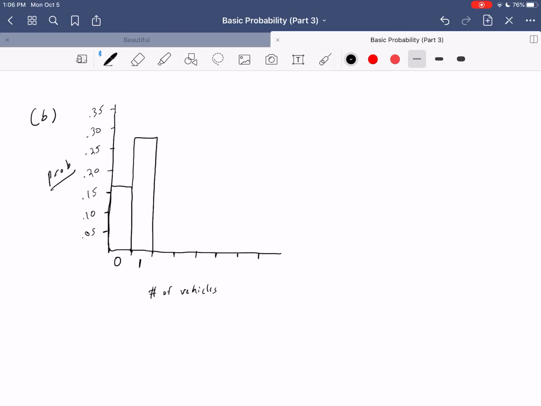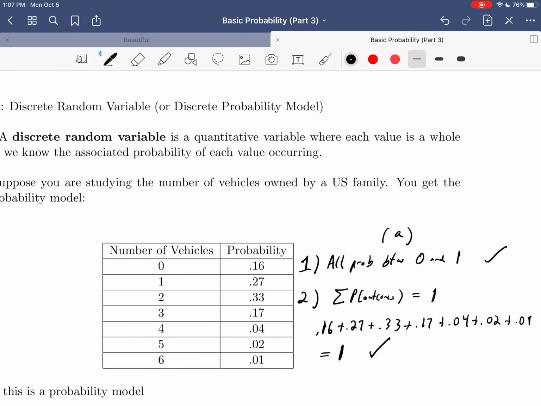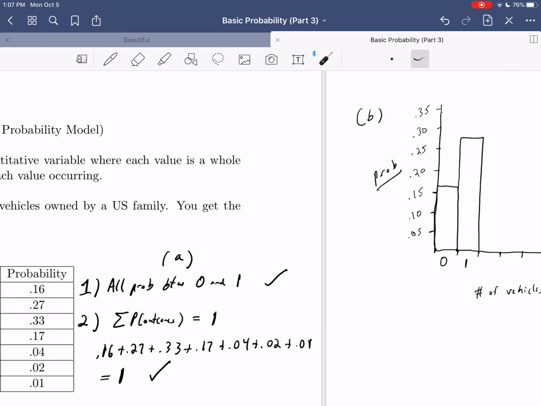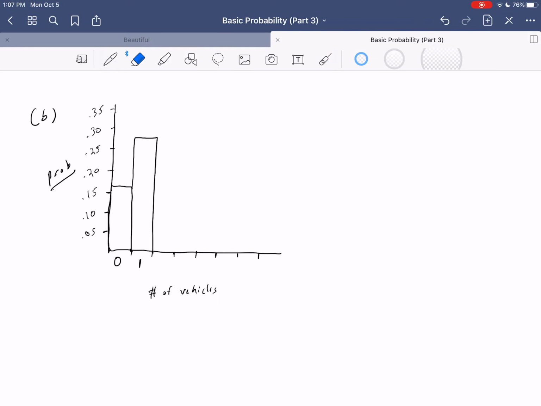Again, that's a difference because this is discrete rather than when we did histograms for quantitative variables in the past. We had ranges of values. Now we just have a single value. For the next one, we have 0.33. So we're going to put up 0.33.